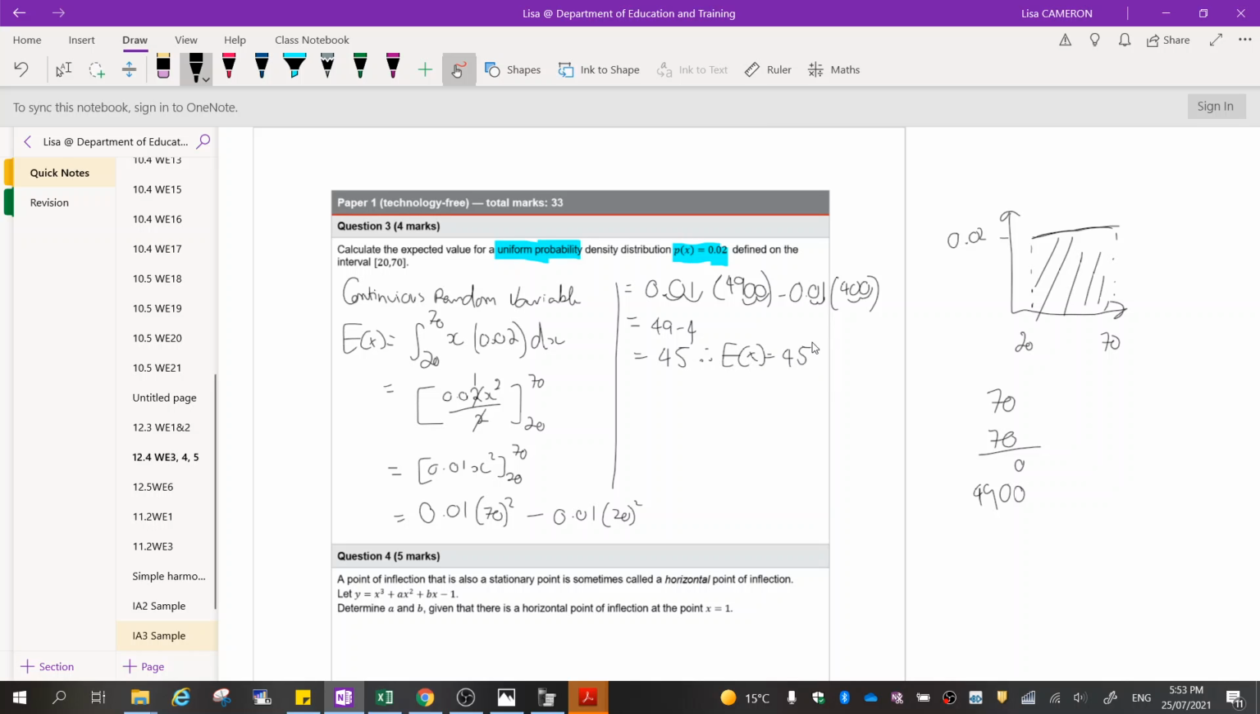Now, another way that I could test this is because this is uniform distribution. Okay, so your mean is the average value, and because this is uniform, your mean and your median are going to be the same. It's going to be halfway between them. So if I do 70 plus 20 over 2, it is going to be 45. Okay, and that would prove that that one's correct. Okay, so let's do question 4.